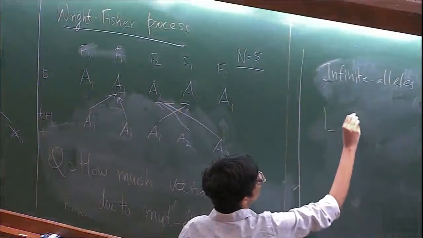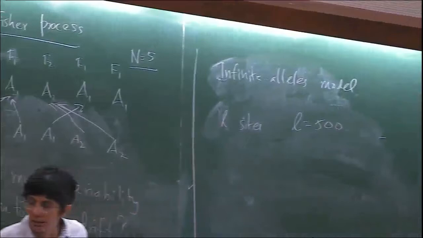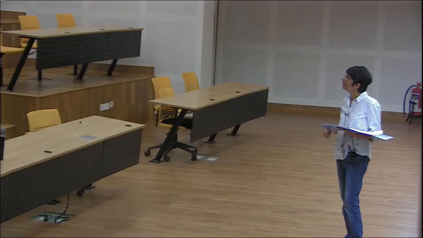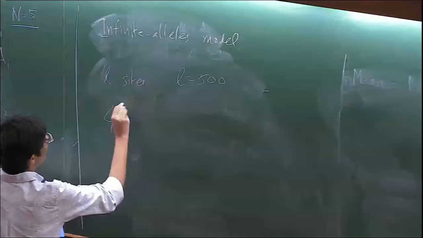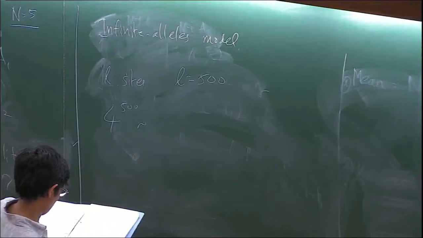And L is, let's say, 500 or so. And it's made of these four nucleotides. So how many sequences could I have? How many sequences are possible? 4 to the power 500. That's like, how much? 10 to the power 30 or something? 300, sorry.